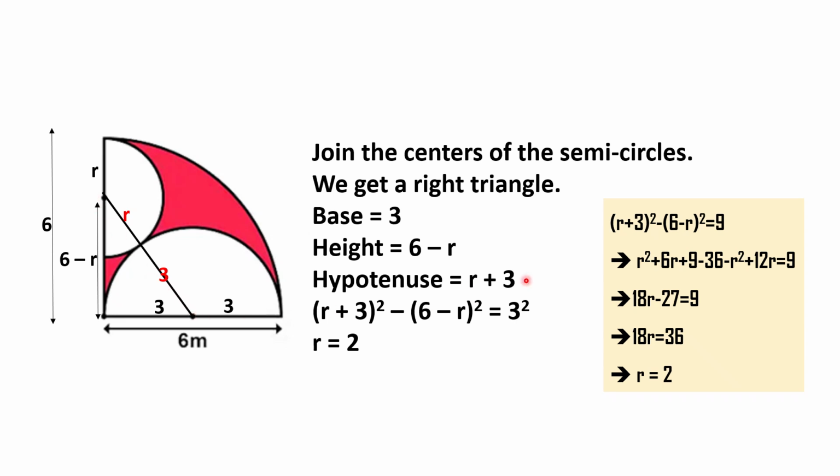And by Pythagoras rule, we can say (r plus 3) whole square, the hypotenuse square, minus (6 minus r) whole square, the altitude square, is equal to base square, 3 square. When you expand using the (a plus b) whole square and (a minus b) whole square formulas and simplify, you will get r equal to 2. So the radius of the upper semicircle is 2 meters.